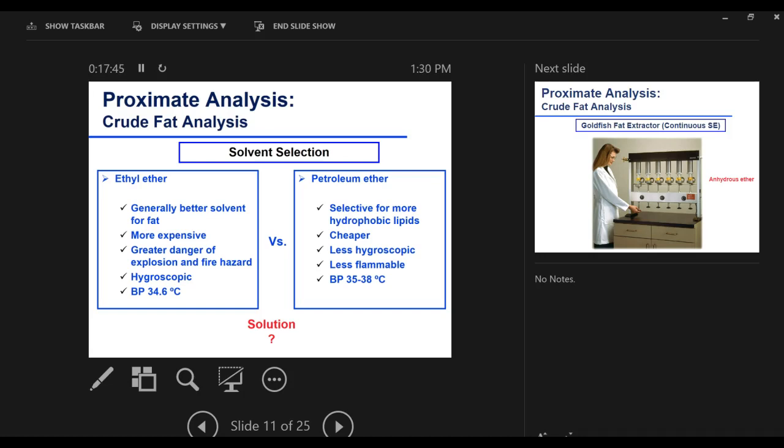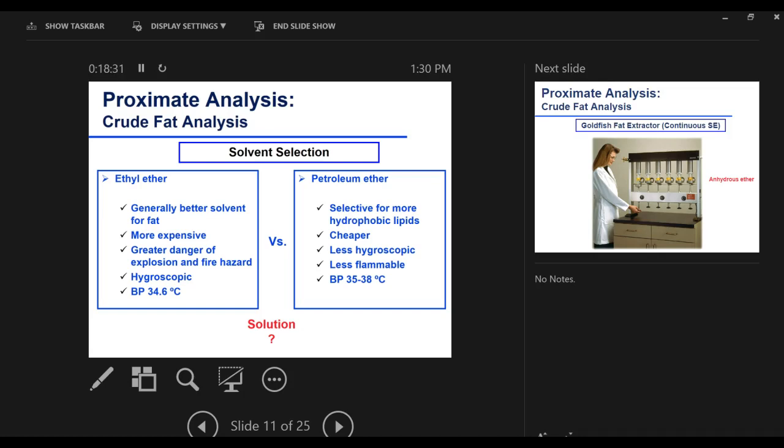So ethyl ether is generally a better solvent for fat. So it solubilizes hydrophobic and hydrophilic, but again, like I said, there is not one solvent that extracts everything. And petroleum ether is selective for more hydrophobic lipids. That means if you have high levels of phospholipids, for example, they won't be extracted with petroleum ether. Ethyl ether is more expensive than petroleum ether. That's why for Soxhlet, where we need 350 milliliters per sample, we tend to use petroleum ether, especially if it's teaching. So we tend to use the less expensive solvent.